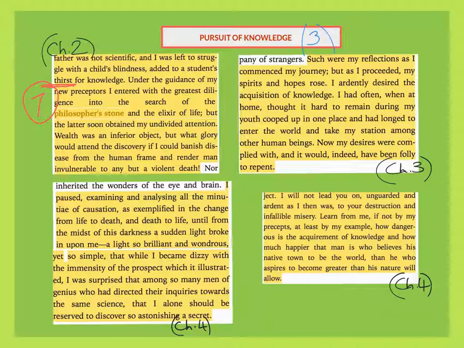On that note, look at pride and vanity here: but what glory would attend the discovery if I could banish disease from the human frame, etc., etc. Now, they are noble aims, no doubt, just as people are trying to cure all sorts of illnesses now in the world. There's Victor's benevolent and noble intentions, but within that lurks the glory and the vanity and the pride, the hubris, if you want to put it in sort of tragedy terms.